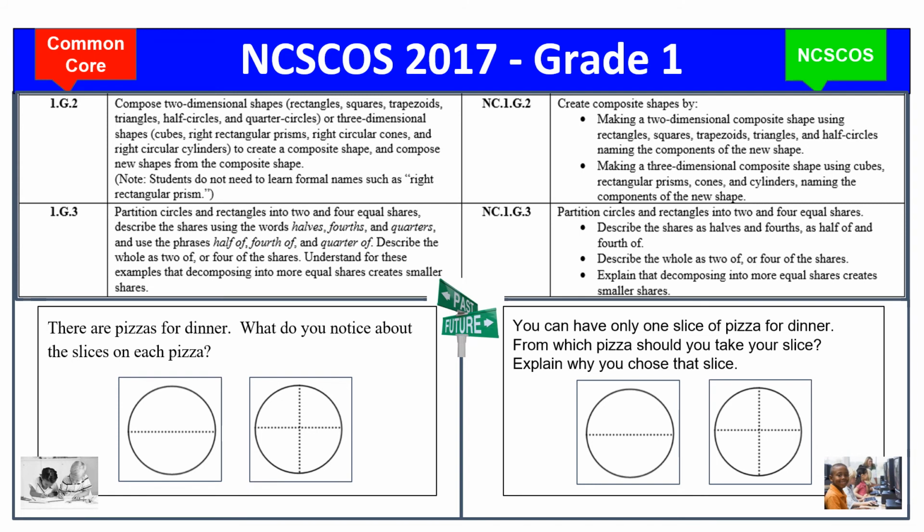In NC1 G3, 4 equal shares are no longer described as quarters and are no longer referred to as quarter of a whole. Students are expected to demonstrate an understanding of equal shares by explaining what happens when whole numbers are decomposed into smaller shares.